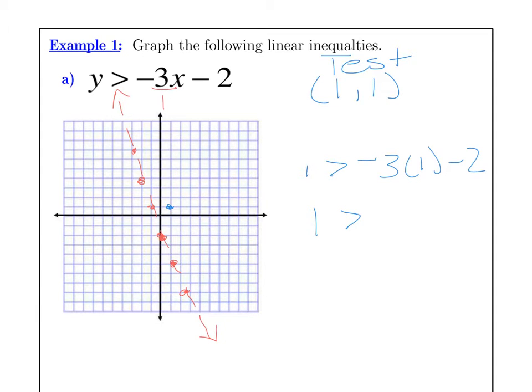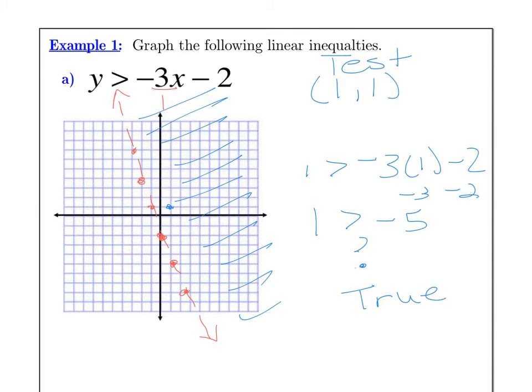So negative 3 times 1 is negative 3, minus 2, so I get negative 5. So the question is, is 1 greater than negative 5? And 1 is bigger than negative 5, so that's true. So I'm going to shade on the side that the point is on. And so now I have graphed my linear inequality. If I were to choose any point in the shaded region and plug it into my inequality, it would make the inequality true.